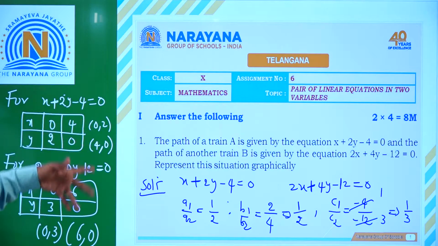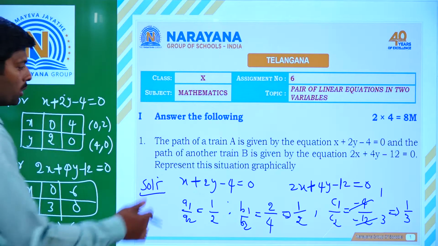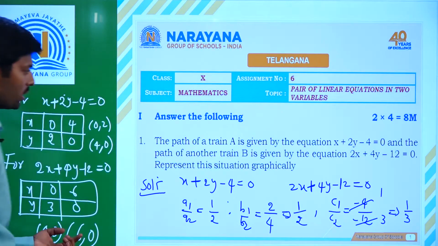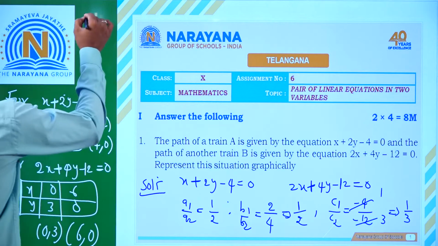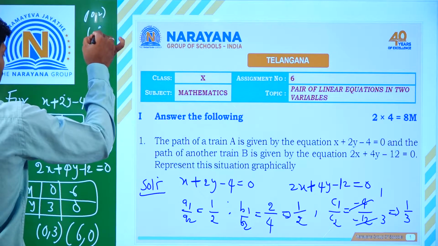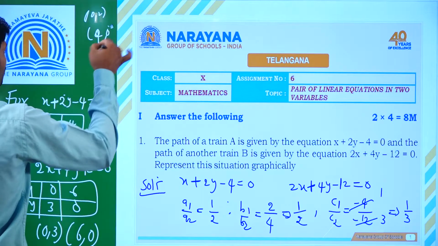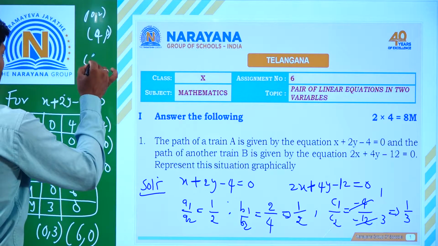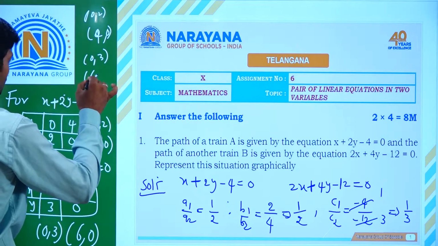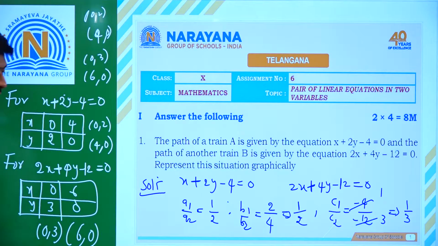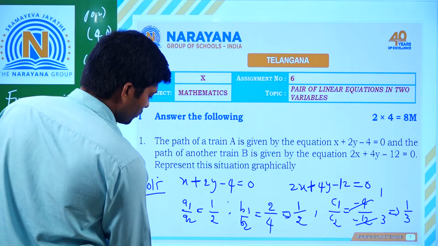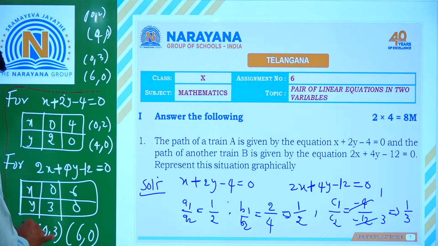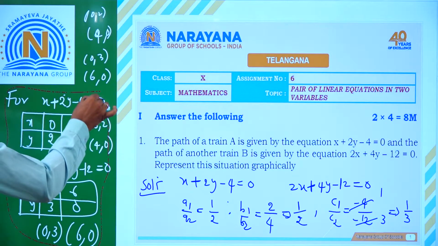Now, we have to locate these points on the graph sheet to represent the given two lines graphically. First of all, let me write the four points. The first two are 0 comma 2 and 4 comma 0, which are relevant to the first equation. The next two are 0 comma 3 and 6 comma 0. Now, we have to locate these two points for each line on the graph sheet.